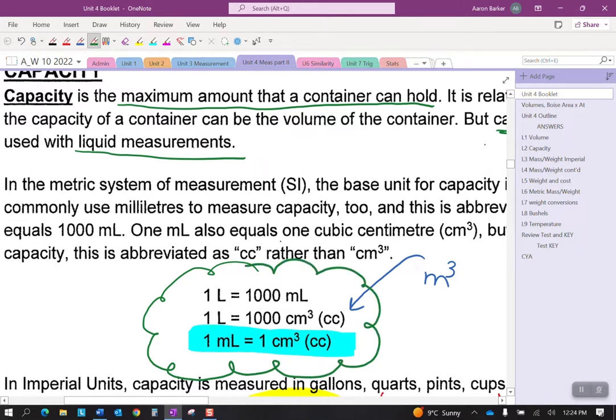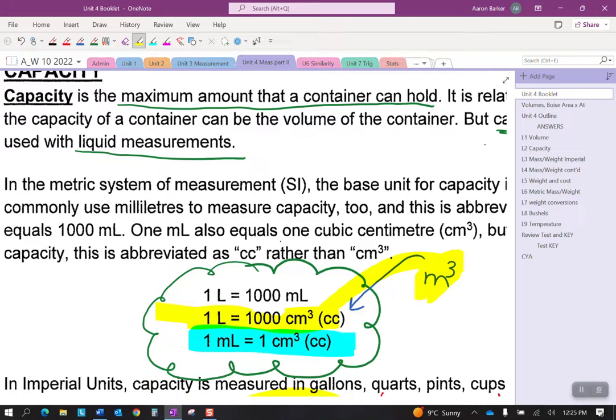Okay. Now, also keep in mind, you can go from liters to centimeters cubed. If you have meters cubed, what you have to do is convert the meters cubed into centimeters cubed, then you can go into liters. So that would be a two-step conversion. That will transfer over to liters or milliliters if it's a small number.